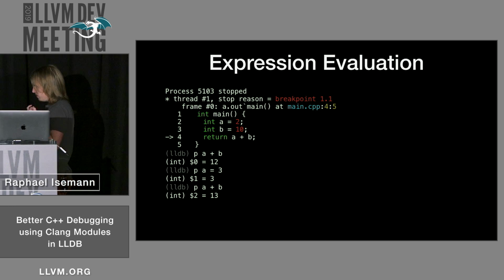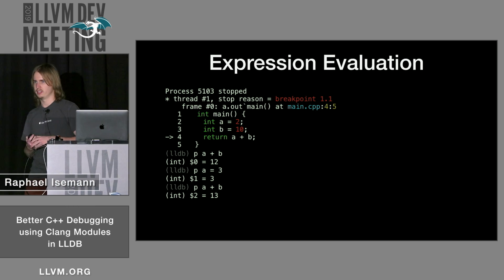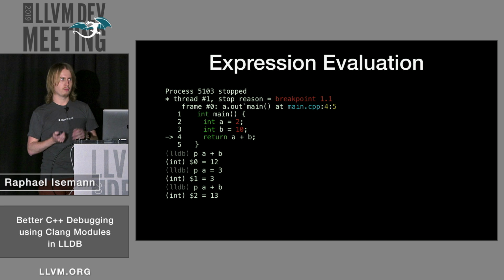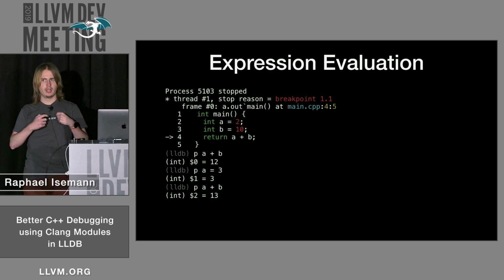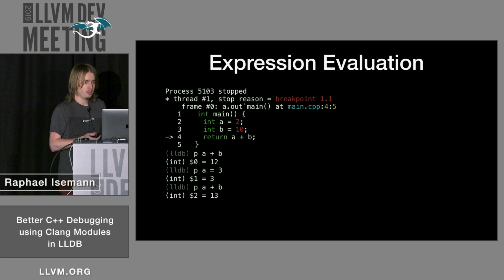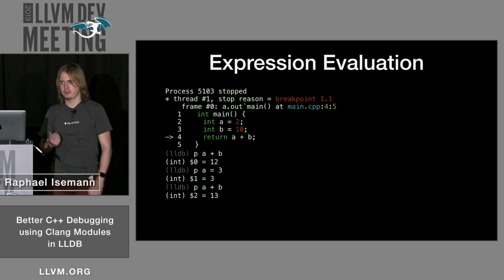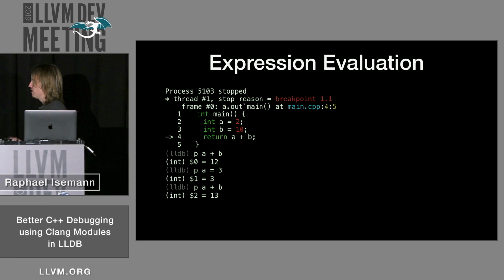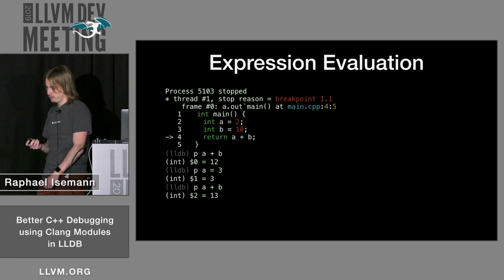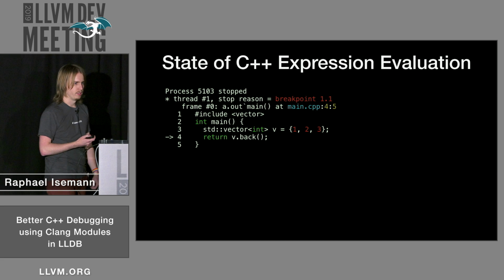So expression evaluation is a great concept. You can debug the program, but you don't actually need to learn a debugger-specific language. You can just use the language that you've written your original program in. So that's great. But in practice, it doesn't always go smoothly, as in this example. So let's look at a C++ program where it doesn't go smoothly.